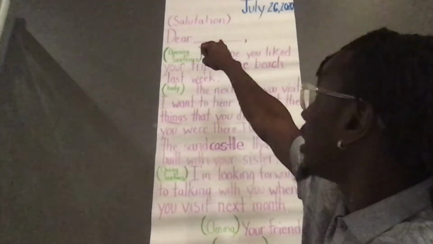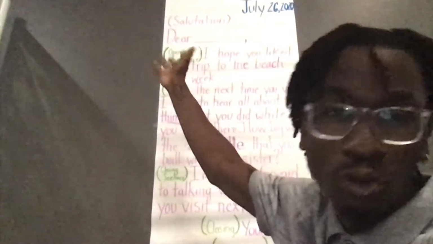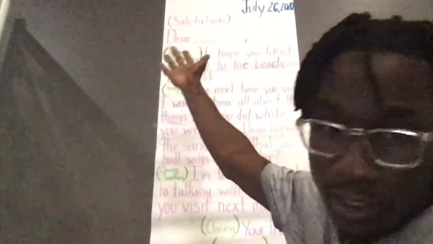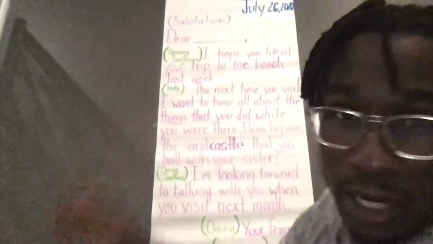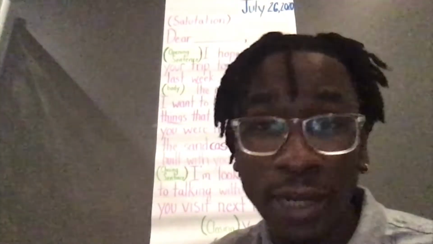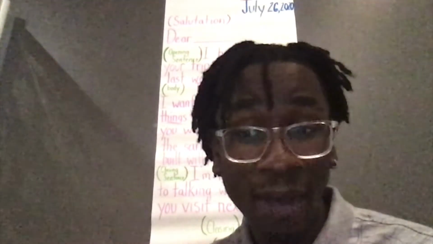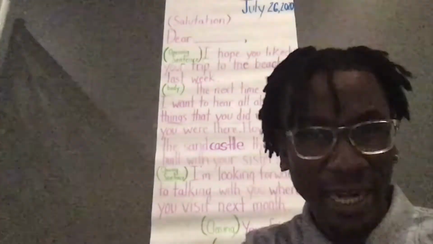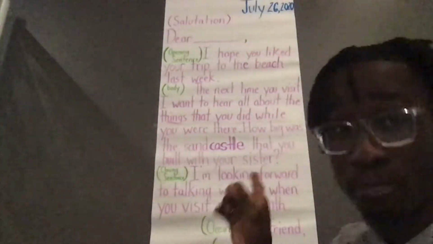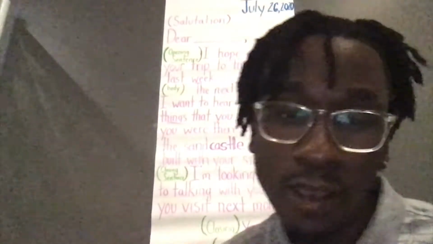Now you need your salutation. A salutation often starts with dear and then blank. You can fill in whoever you're writing to. It's just like a greeting. So dear, blank, and then a comma. Watch, this is already done right in front of you, so you're good. If you need any sort of assistance, please rely on the model that's right behind you.